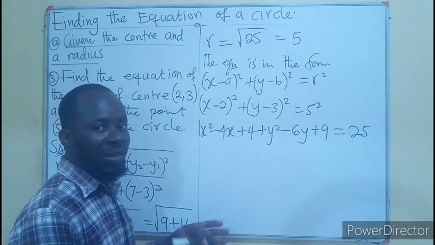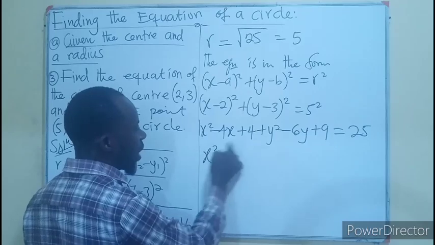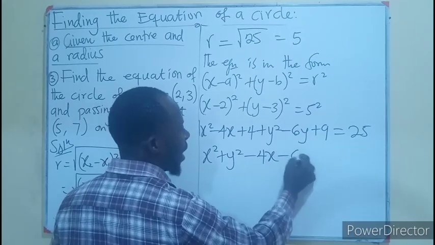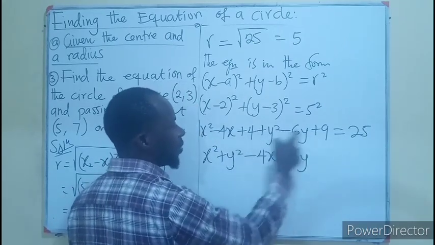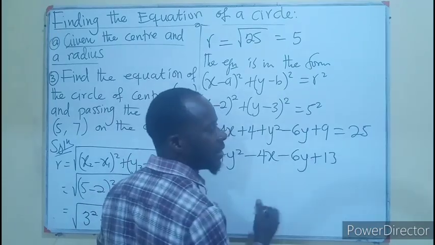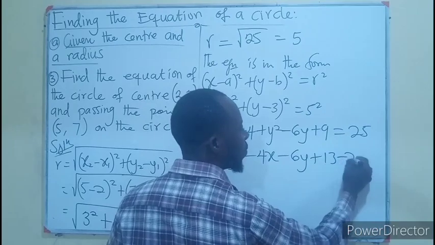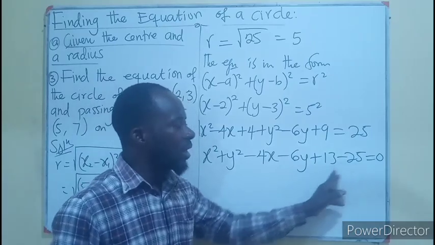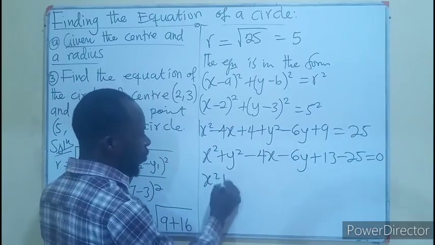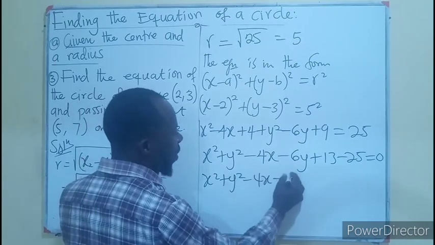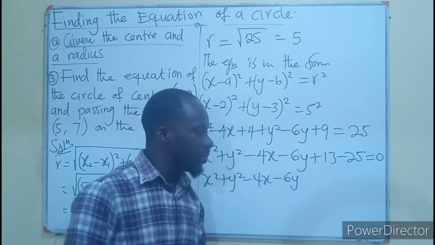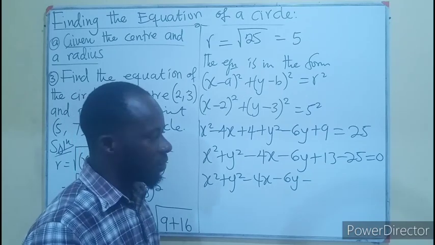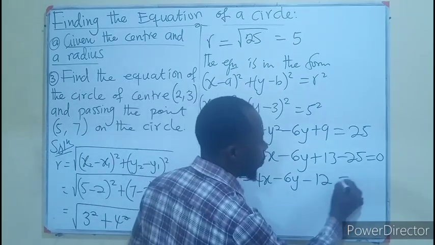Alright, we are now going to arrange it in the general form, which will be x squared plus y squared minus 4x minus 6y. This and this will become 13. So plus 13, subtracting 25 from both sides, so we are left with 0 at the end. So x squared, y squared, 4x, 6y, 13 minus 25 will be negative 12 equals 0.